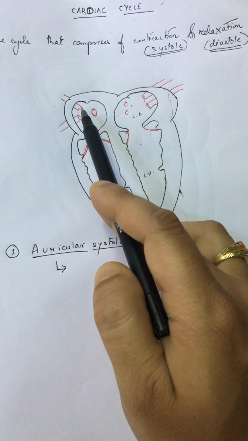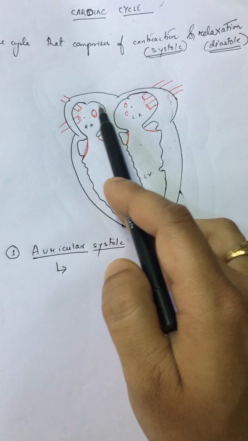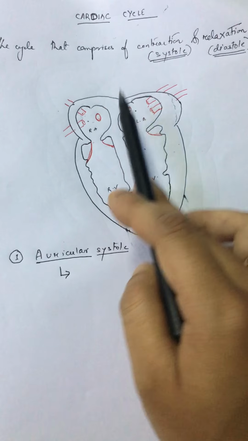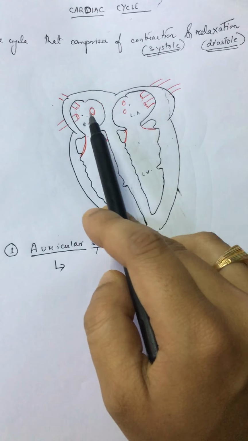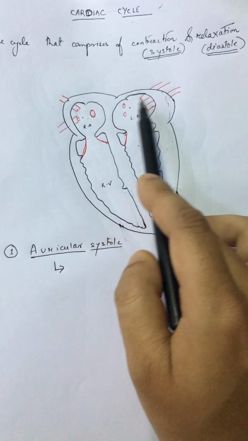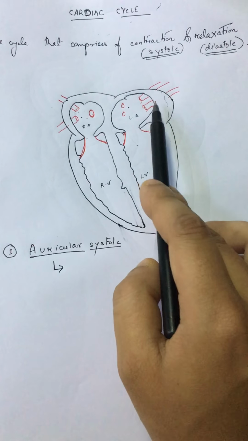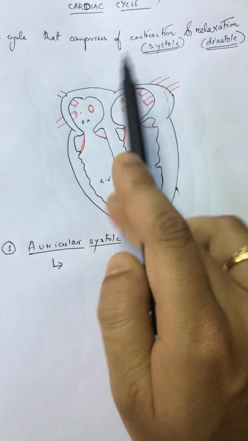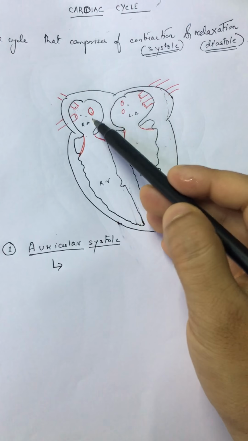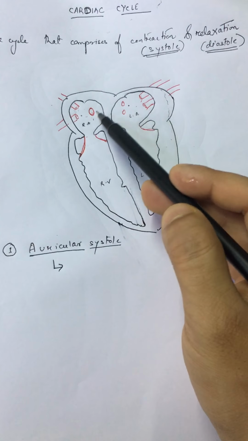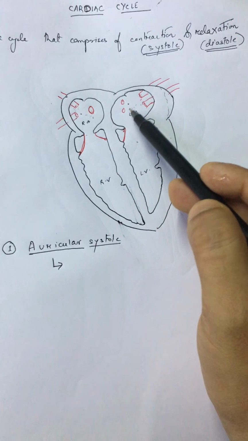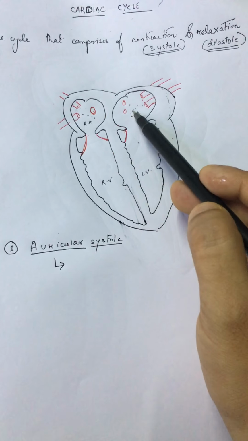So when the SA node generates the impulse, and when the action potential runs through the whole auricles, we'll discuss what is action potential, what is depolarization, what is repolarization in the ECG. But for now, when the SA node generates the impulse and that impulse covers the entire auricular portion, then the auricle will contract. It will contract only after it is filled with the deoxygenated blood and the oxygenated blood. So when the right auricle and the left auricle are filled, then the auricles are going to contract.